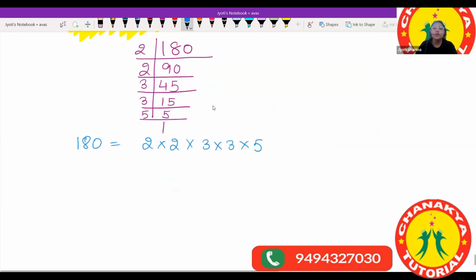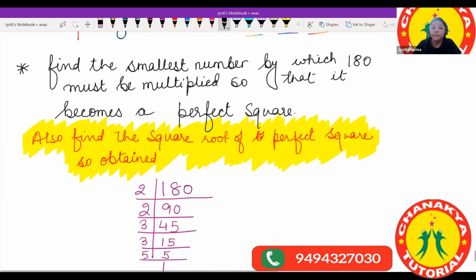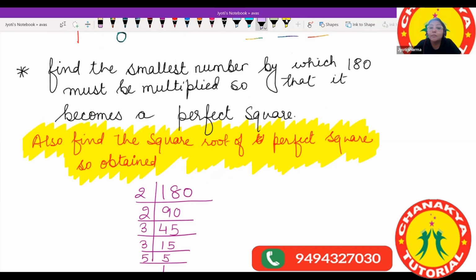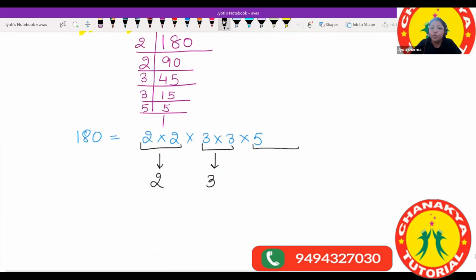Okay. Now, if you see, you got one pair of 2, you can take 2. You got a pair of 3, you can take 3, but you do not have any partner for 5. Your 5 is alone, right? So what are you going to do? Now this is what they have asked in the question. Find the smallest number by which 180 must be multiplied. If you want to have one more 5 here, what will you do? You can multiply by 5 here and you can multiply by 5 here. Okay. Now your 180 became a perfect square.